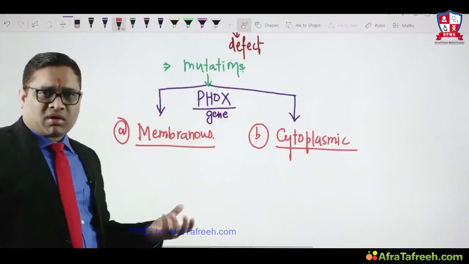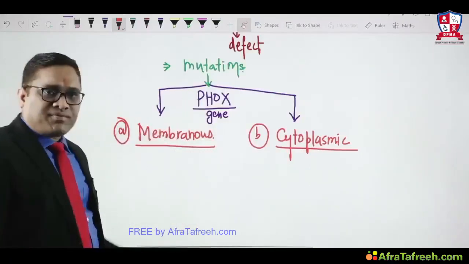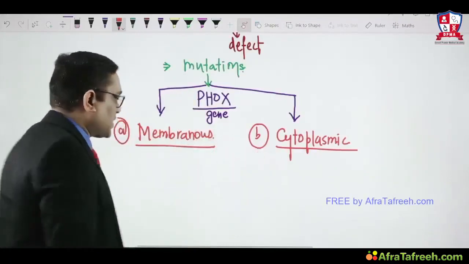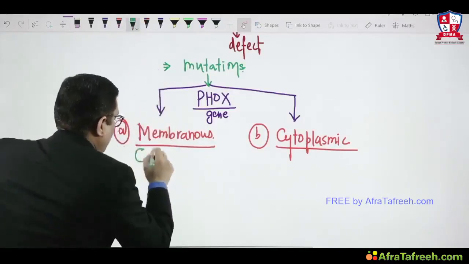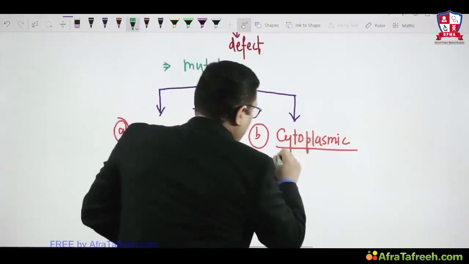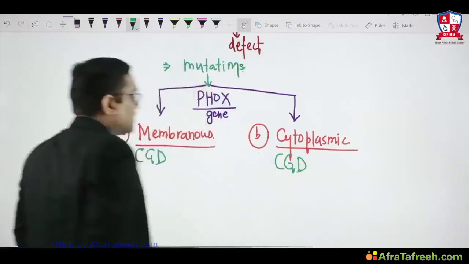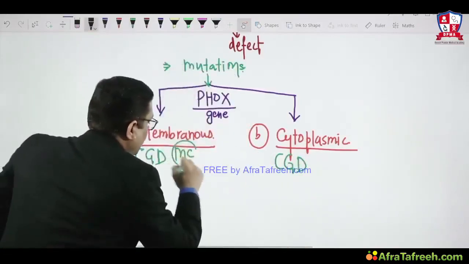NADPH oxidase is not released because of the respiratory burst defect. Why is NADPH oxidase not released? Because of the mutation in the FOX gene. What is the location of the FOX gene? It can be membranous or cytoplasmic. When membranous is involved, this is called membranous type of chronic granulomatous disease. When cytoplasmic mutation is involved, this is called cytoplasmic chronic granulomatous disease. So remember, membranous is the most common type.